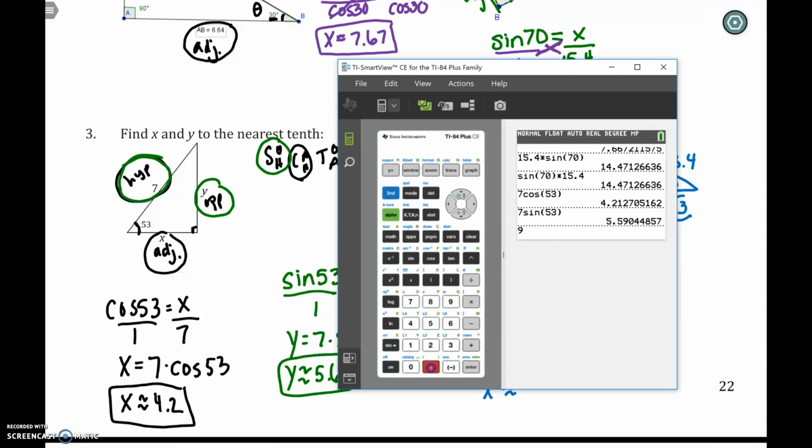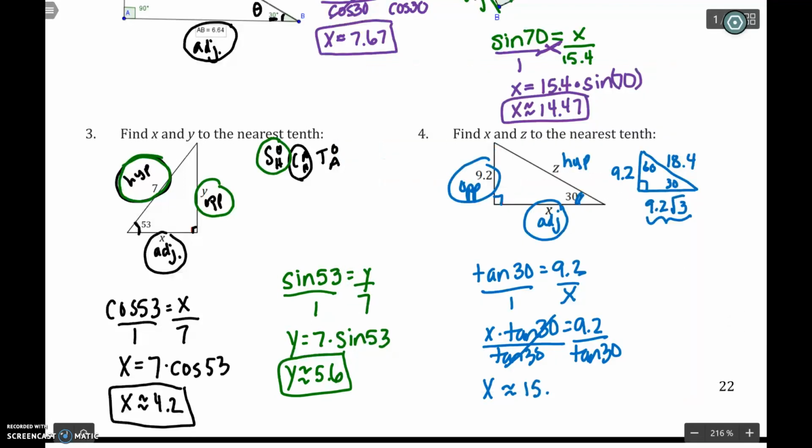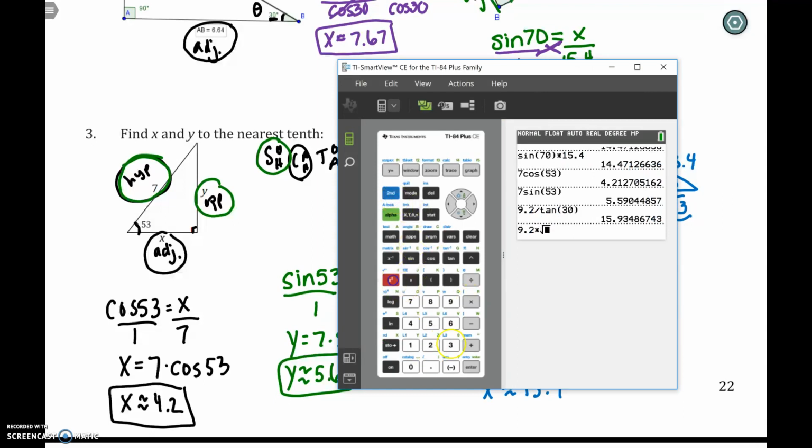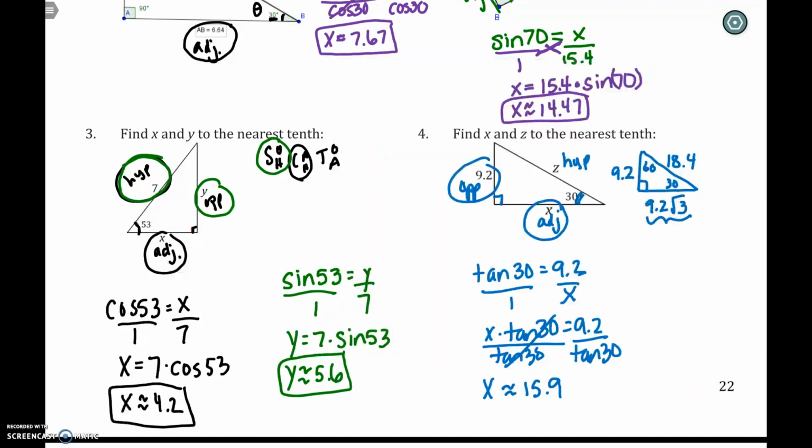So 9.2 divided by tangent of 30 is 15.9. And if you had done 9.2 times the square root of 3 by doing your special right triangles, you would have gotten the same answer. All right, and then the hypotenuse, we'll use the special right triangles to find that. But you could also use trig.